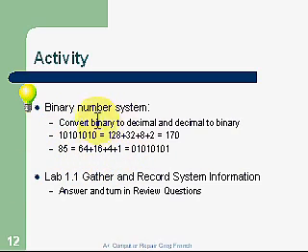There is an activity available, the binary numbering system. Also, we're going to do lab 1.1 in our lab books. This is gathering and recording system information. I want you to answer and turn in that lab just the review questions. There's a set of review questions at the end of the lab. I need you to fill it out on a separate sheet of paper and turn it in to me, and you'll be getting credit for that.